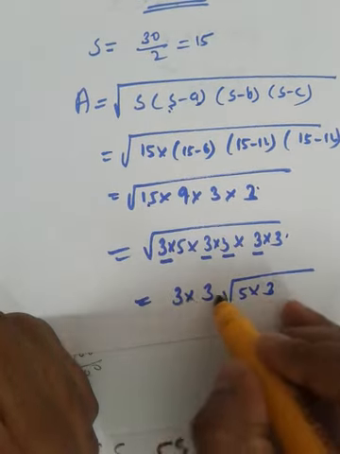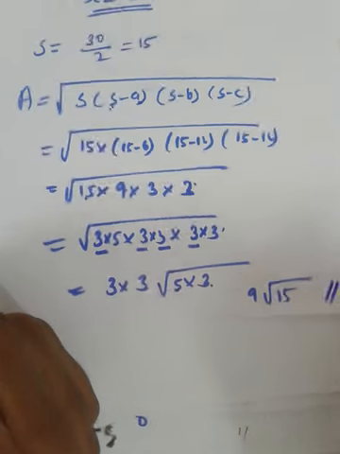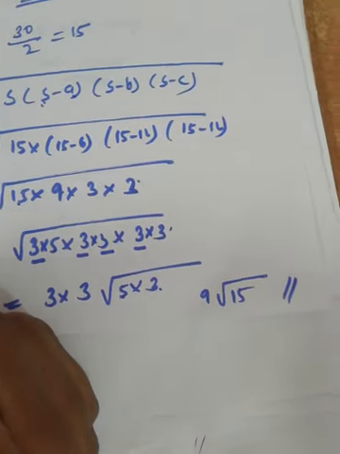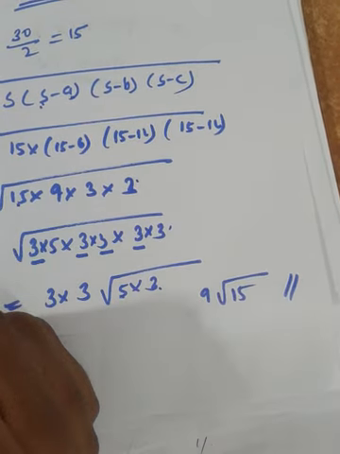So it becomes 3 into 3, 9. So 9 root 5 into 3 is 15. So 9 root 15, that much centimeter square. Correct answer. 9 root 15 centimeter square will be the answer. Clear?